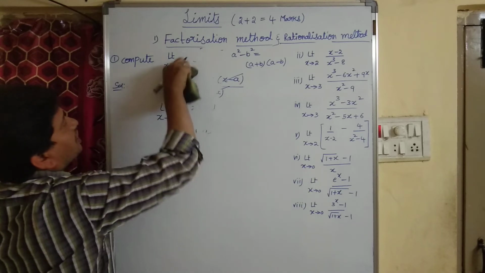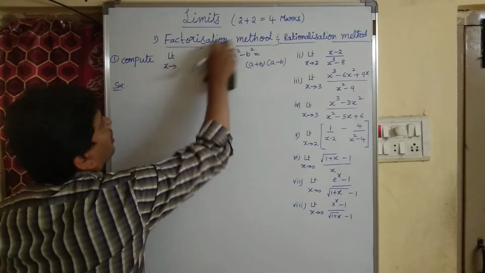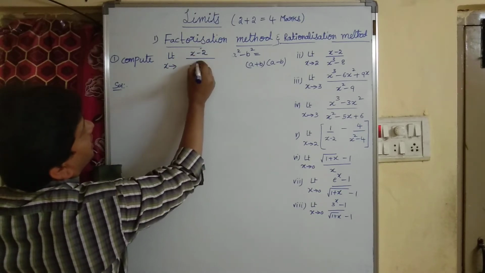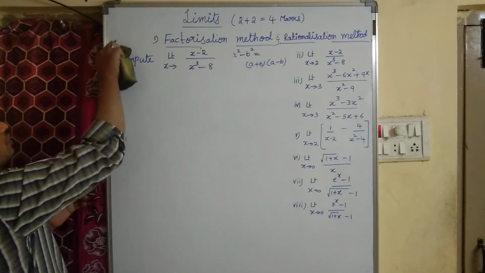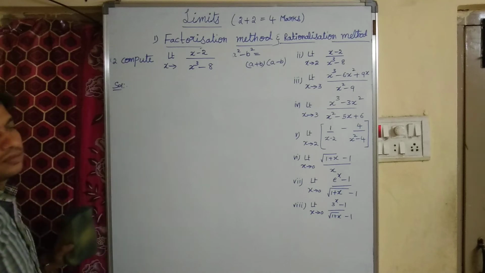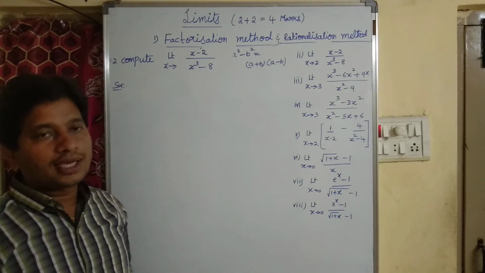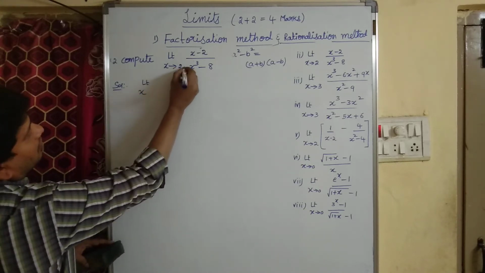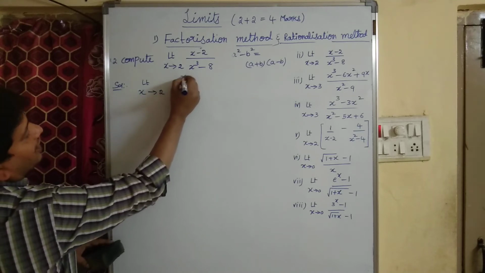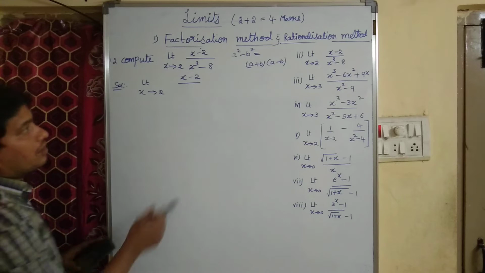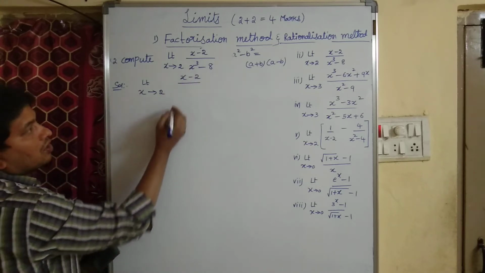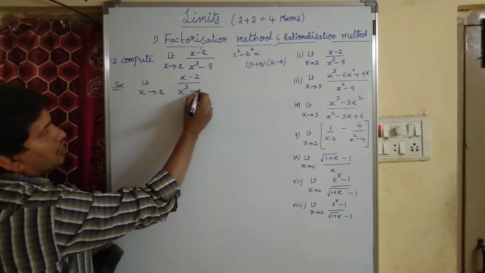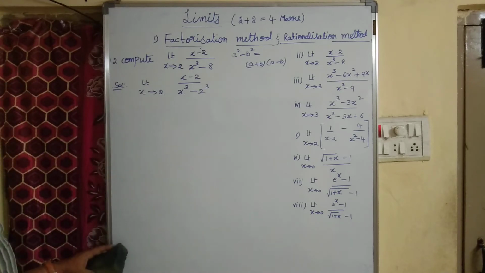Now coming to one more problem. Limit x tends to 2, (x minus 2) by (x cube minus 8). This is our problem number 2. You know, children, if you observe properly, the denominator is x cube minus 8, right? So how can I write 8 here? 8 we can write as 2 cube, because 2 cube is 8.